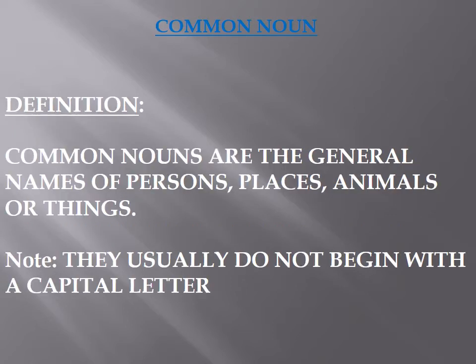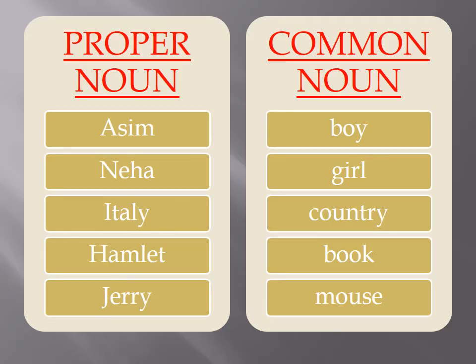Definition of common noun. These are the general names of person, places, animals or things, and they do not begin with a capital letter. The differences I shall show you. Here is a list of proper noun and here is a list of common noun.